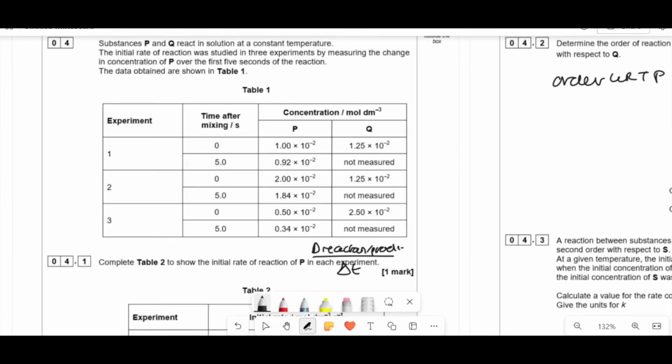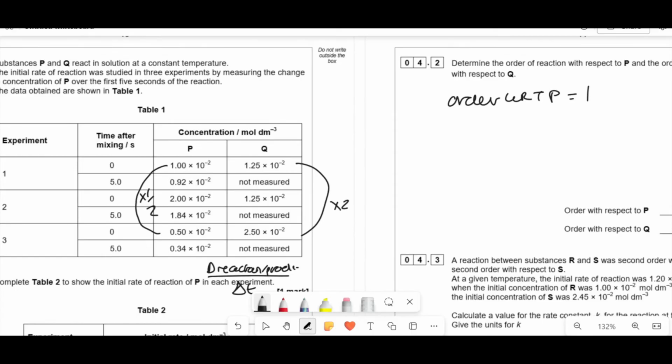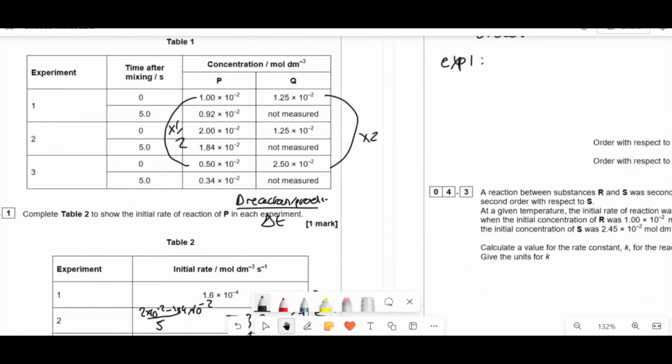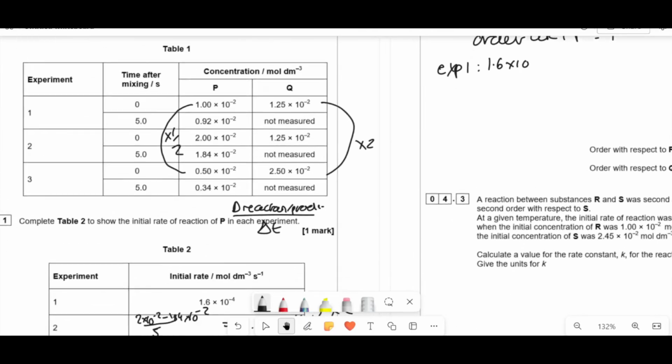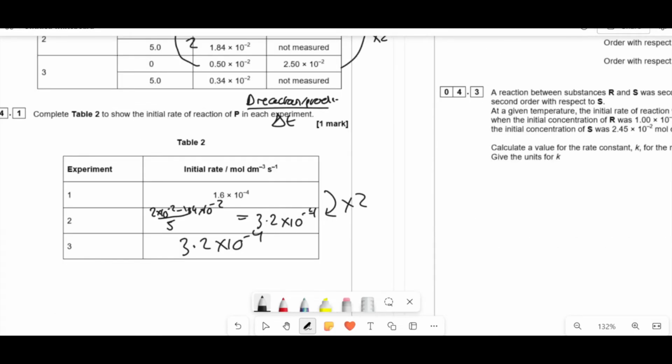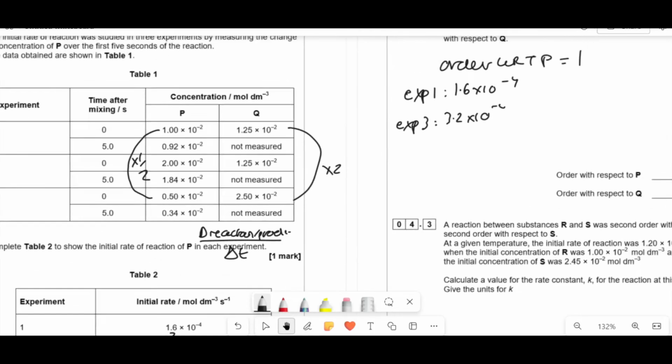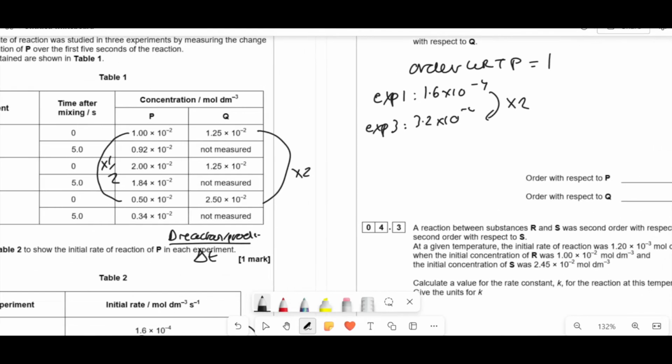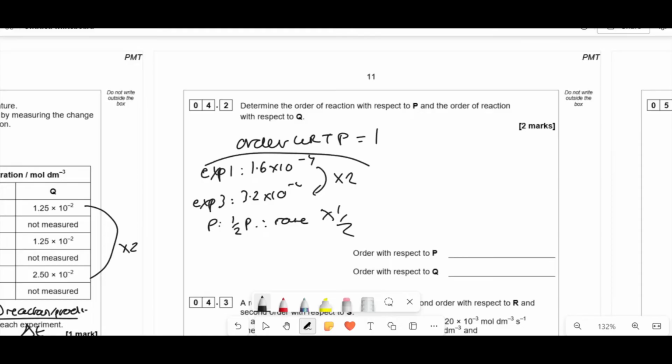Now I need to look at Q. So between here and here, nothing's changed. Between here and here, what's happened? 1.2 to 2.5. This has been times 2. And then if we look at P, it has become halved, right? So in experiment 1, the initial rate was 1.6 times 10 to the minus 4. Experiment 3 was 3.2 times 10 to the minus 4, right? If we look at what happened between these two, we see the rate has doubled, right? But we've halved P, so therefore the rate should be times by a half. But can you see how it's actually doubled?